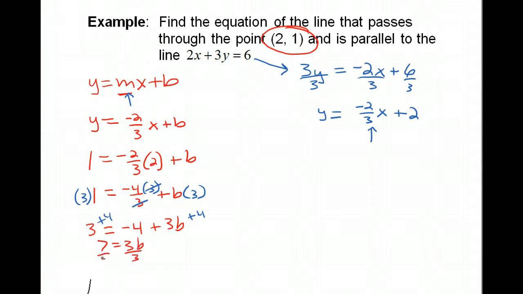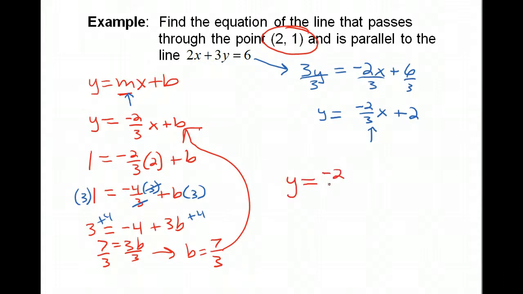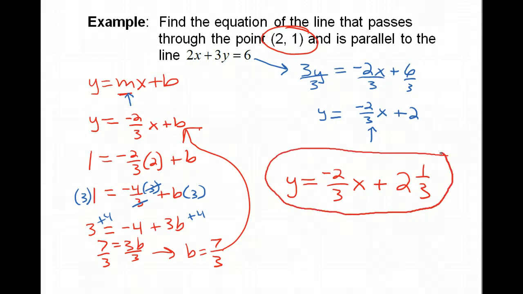Dividing by 3 gives me b equals 7/3. That means, if I put this back up in my equation for b, my final answer is y equals negative 2/3 x plus b. So I can either write plus 7/3 or I can write 2 1/3. Now if I'm going to graph it, I'd probably rather have it as 2 1/3 because I'm going to have to estimate where that is.